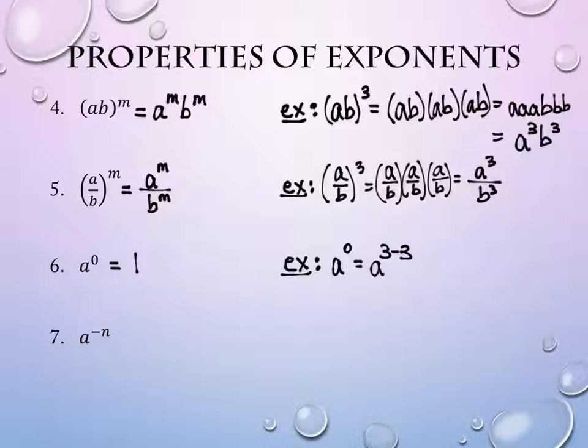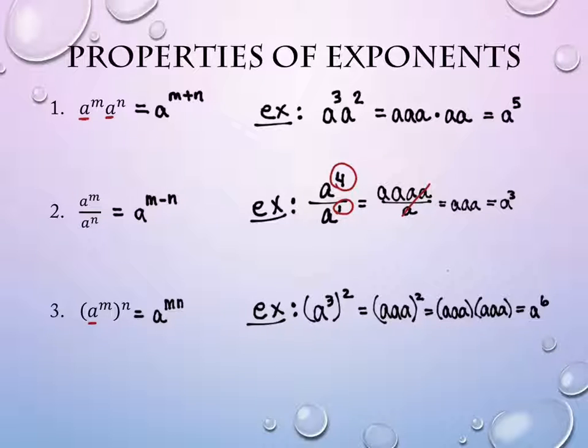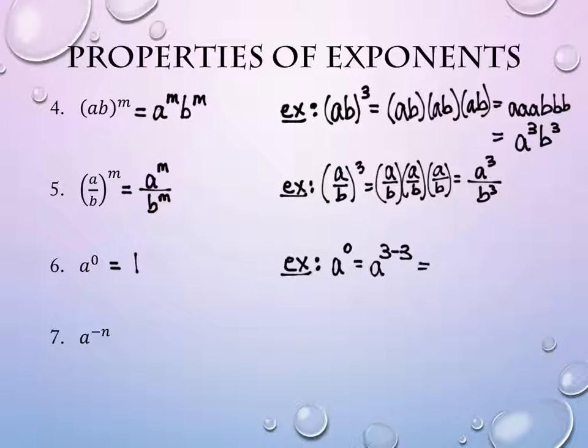Pick your favorite numbers. If I go back to property number 2, and I use it in sort of reverse, like this, I could change a to the 3 minus 3 so that it is written as a cubed over a cubed. It's using my property sort of in the backwards order of the way I normally do. But you tell me, what happens when I have a cubed divided by a cubed? It's just 1, isn't it? Yeah. So anything to the 0 power is 1.